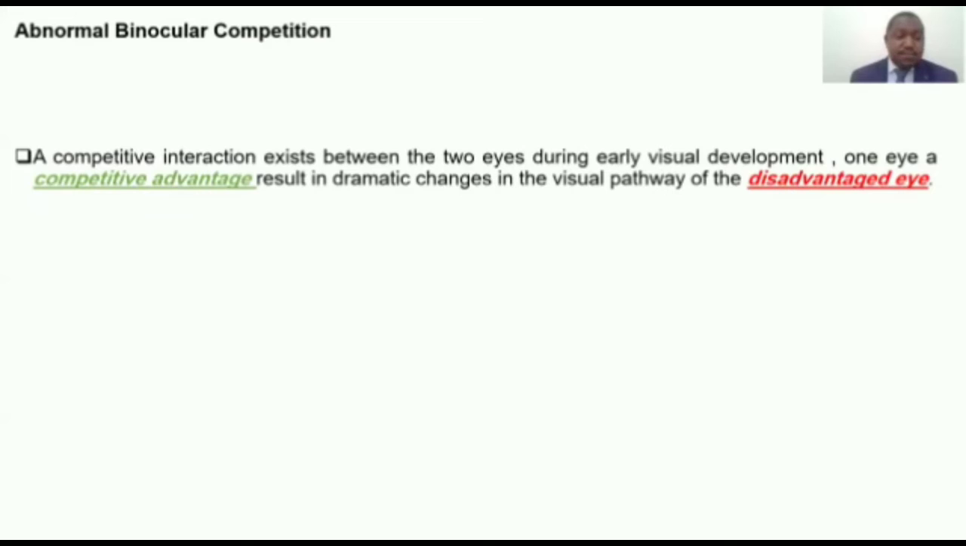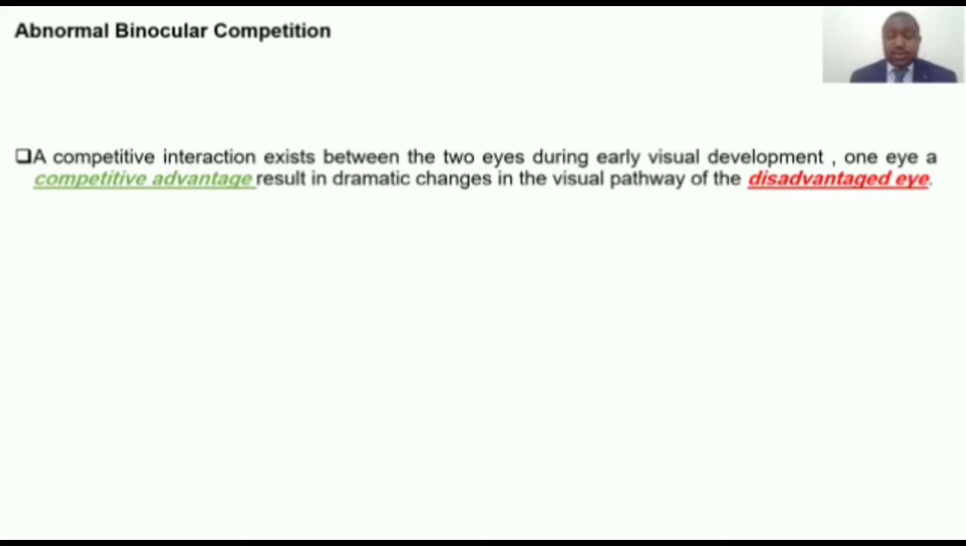There are abnormal binocular computations between the two eyes. For example, if the right eye is normal and the left eye has uncorrected refractive error, there are abnormal computations between the right eye, the normal eye, and the left eye, which has amblyopia. The normal eye takes advantage of these computations, resulting in development of amblyopia in the eye with poor vision. A competitive interaction exists between the two eyes during early visual development. Yes, any problem happening during the early years of development could lead to these abnormal competitions between the two eyes.